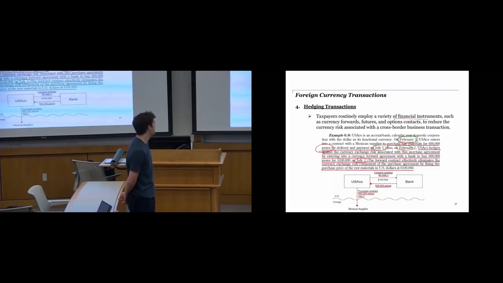Obviously, what I'm trying to do is exactly mirror that risk on the other side of that. That's why I entered into the transaction. But if I don't have those dates matched up, then I'm going to have trouble integrating the transaction. The forward contract effectively eliminates the currency exchange risk component of the purchase agreement by fixing the purchase price of raw materials in US dollars at 100,000 USD.